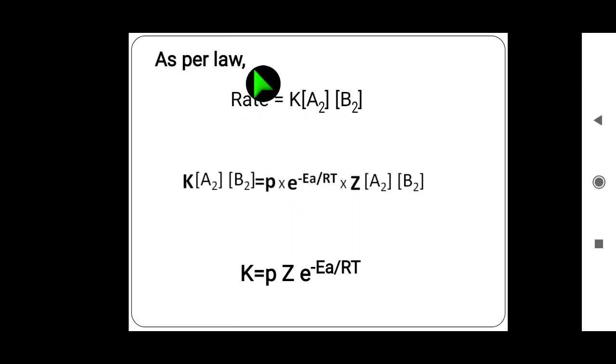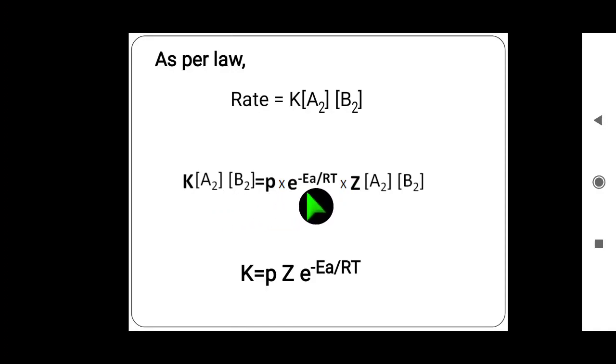As per the rate law, what is the rate law? The concentration of the reactants with the rate constant is equal to the rate. The simple definition: the rate of the reaction is directly proportional to the concentration of the reactant with the rate constant. As per the law we have to write the rate.